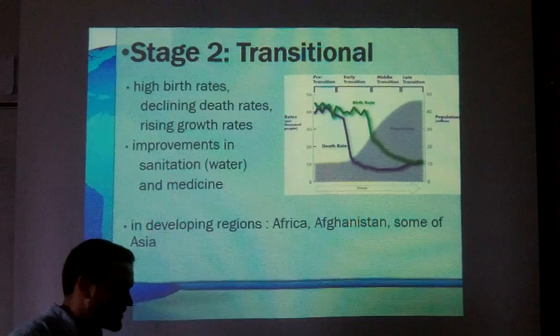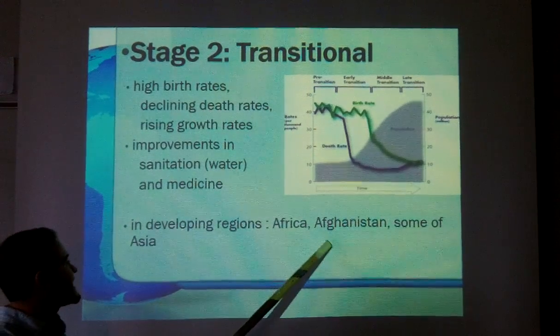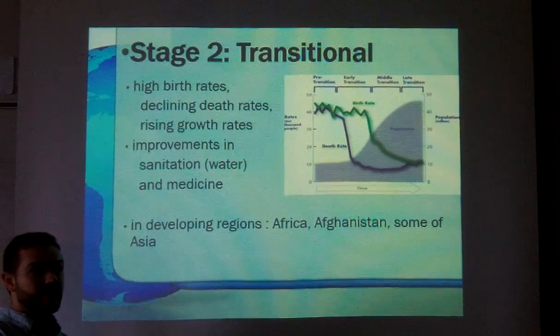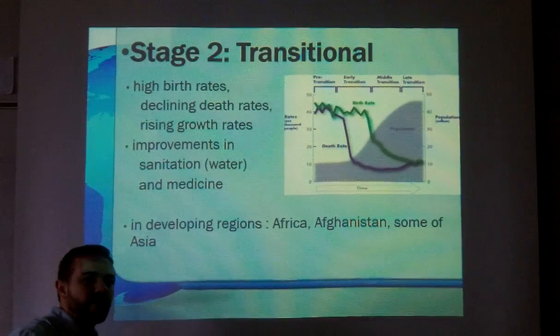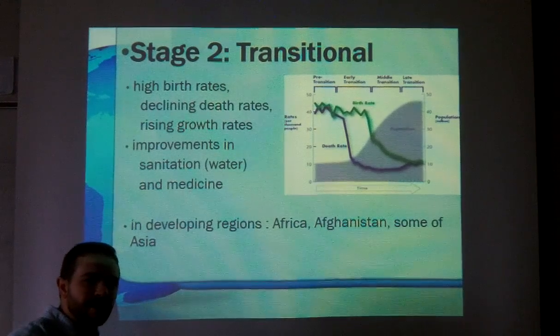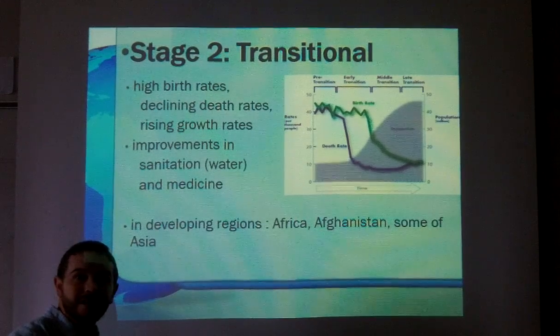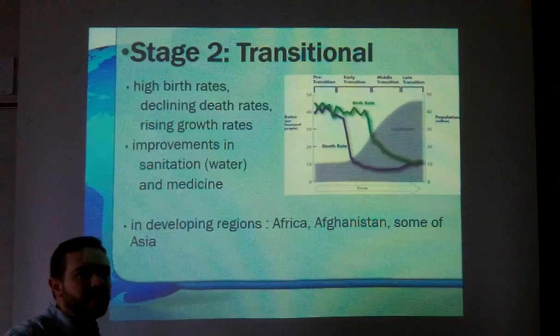However, let's discuss this for a second, because a lot of these countries are mostly developing: Africa, Afghanistan, some of Asia, parts of Asia that are not the wealthy parts of China. You remember, even though China's got 1.4 billion people, the majority of them are living in rural areas and are very poor, or the slums of India, the other ginormously large population in the country.